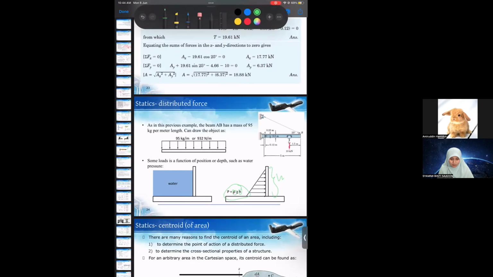For example, the load has some pressure acting on it, on the material. This is the load. So how are we going to calculate the force acting on the load? We have to take into consideration the pressure that the water or other fluid causes on the load.